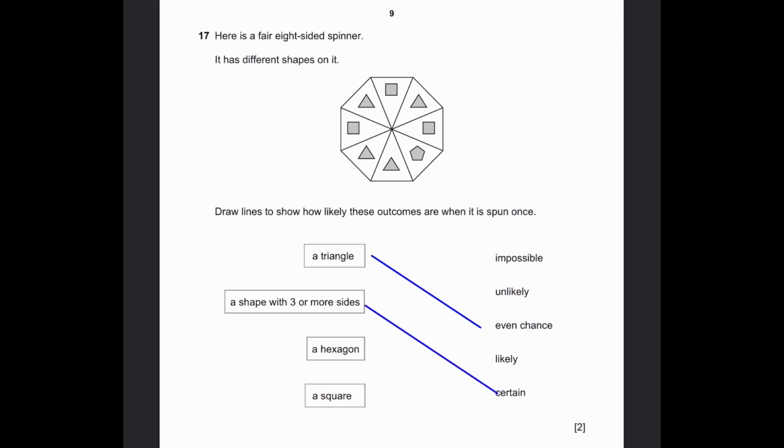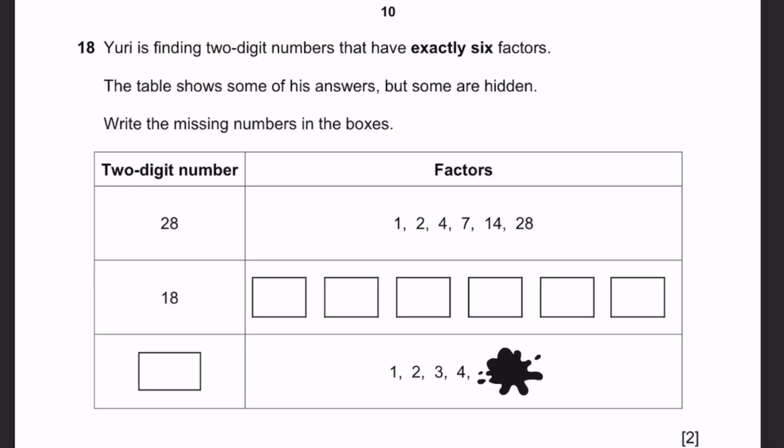A hexagon. There are 0 hexagons here, so it's impossible. A square. There's 1, 2, 3 squares out of 8. It's less than half, so it's unlikely. That's the answer.